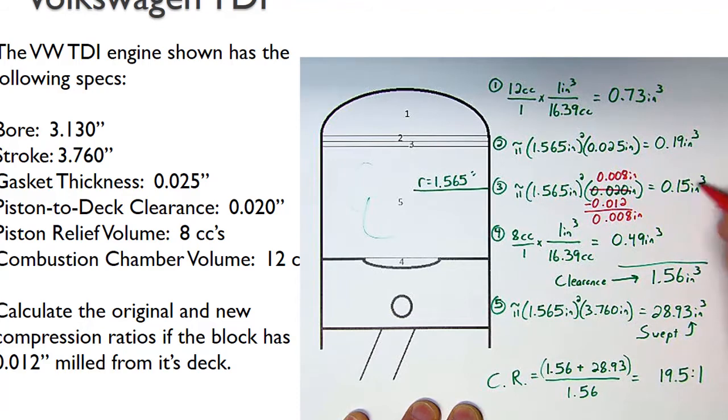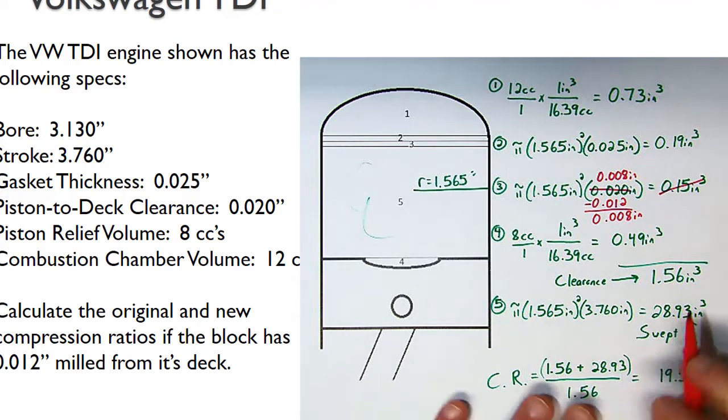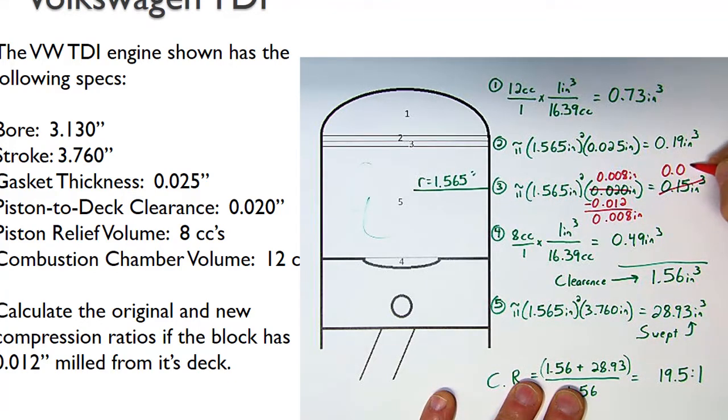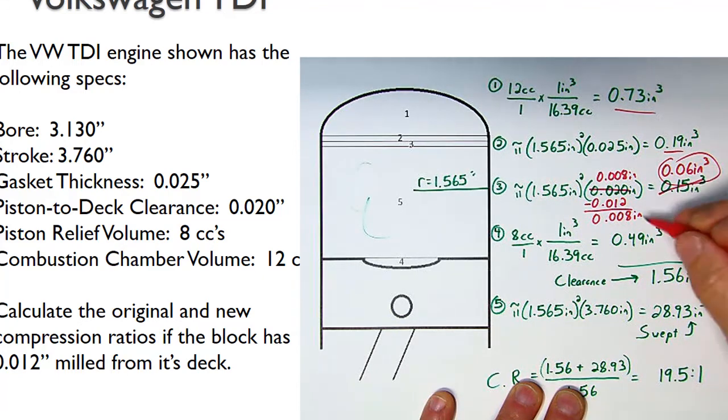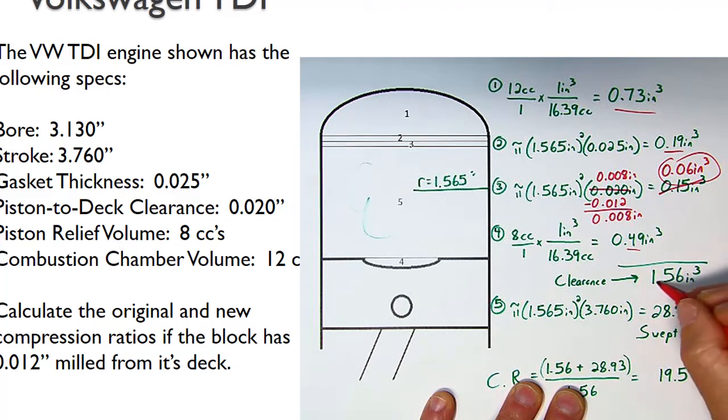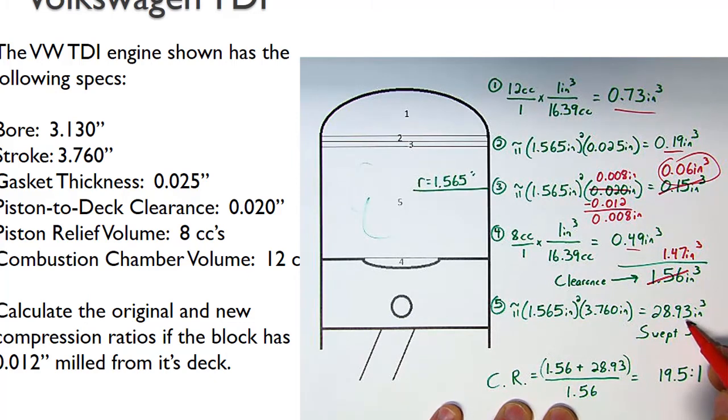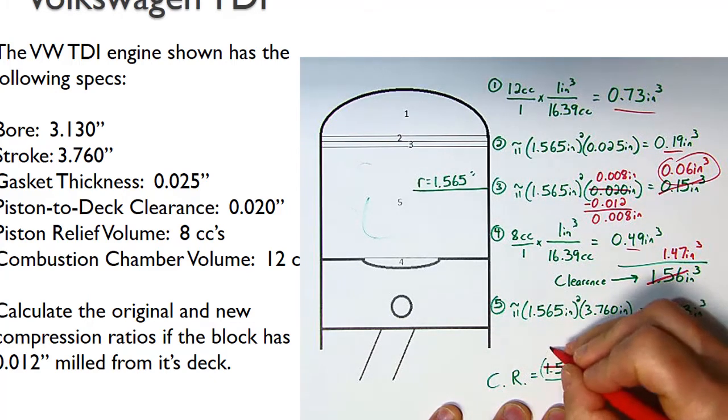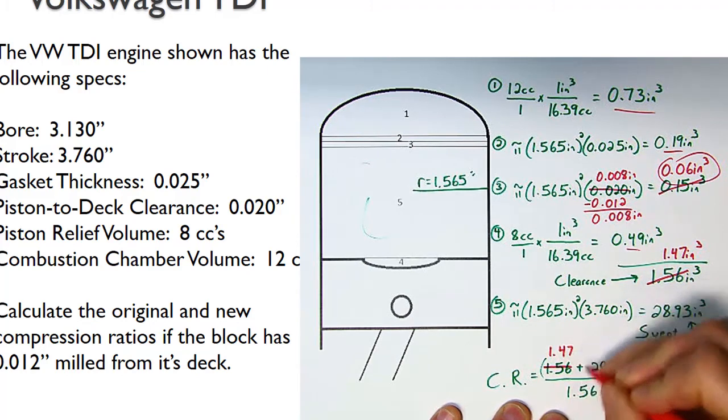And so the only one of these 5 volumes that changes is our piston to deck volume. And if we recompute that, this turns out to be 0.06 cubic inches. Now we can re-add our combustion chamber, our gasket, our new piston to deck volume, and our piston relief volume, and it's going to give us a new clearance volume. It's no longer 1.56. It's now 1.47 cubic inches. Good thing is our swept does not change, so we can go back here and replace our original clearance with our new clearance in both spots.